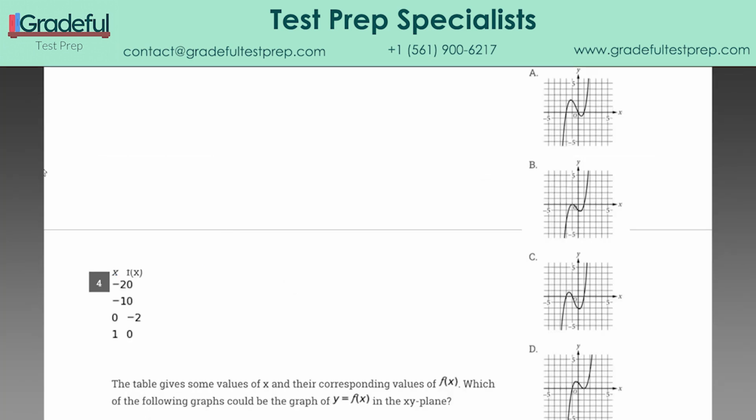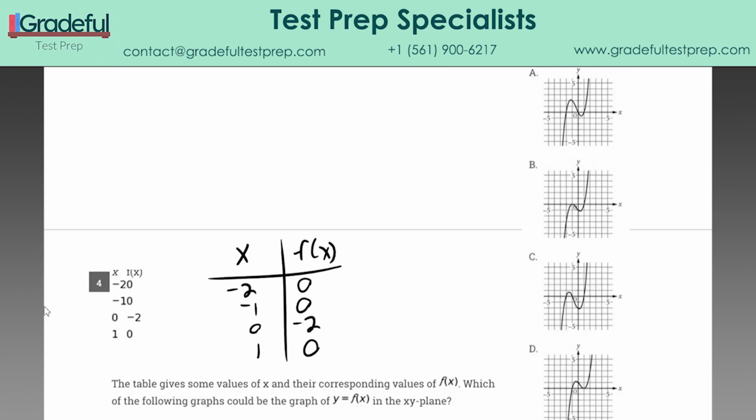Question number 4 here is giving us a table of x and f of x values. It's a little hard to understand here, so I'll just recopy it. For the x's, we have negative 2, negative 1, 0, and 1. And for the f of x's, which are the y's, we'll have 0, 0, negative 2, and 0.